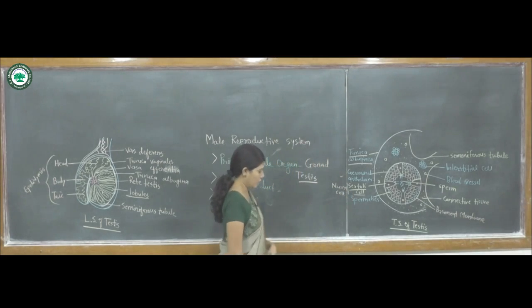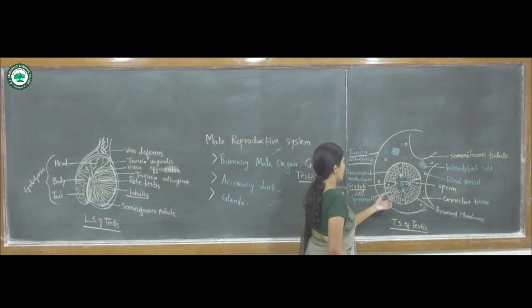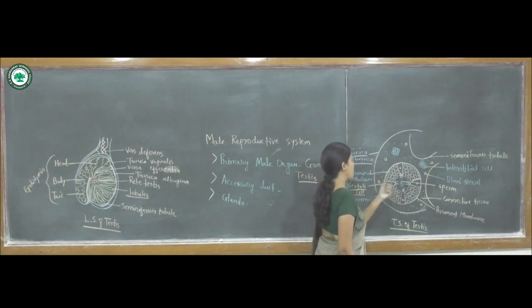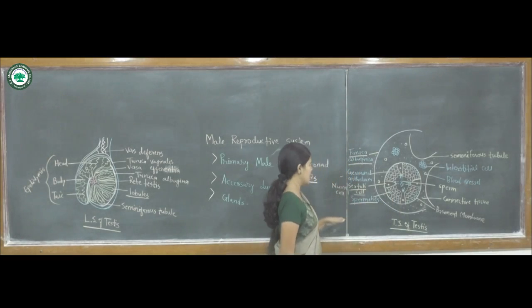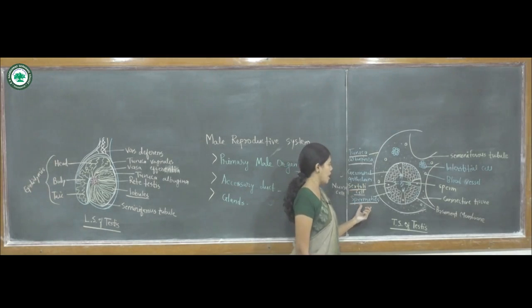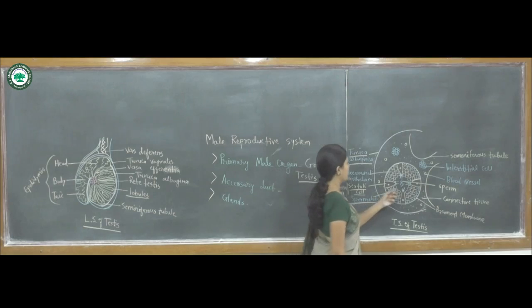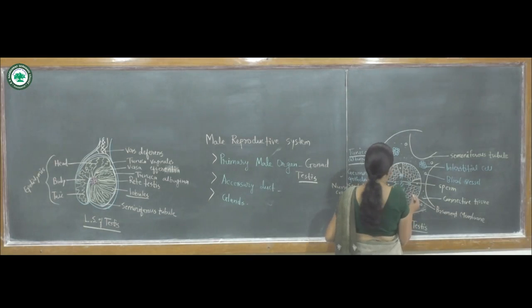Now, in the seminiferous tubule, the germinal epithelium undergoes spermatogenesis and is converted into spermatids. The process of gametogenesis takes place from the germinal epithelium, and it develops into spermatids. Now the spermatids are again developed into the primary spermatocyte.